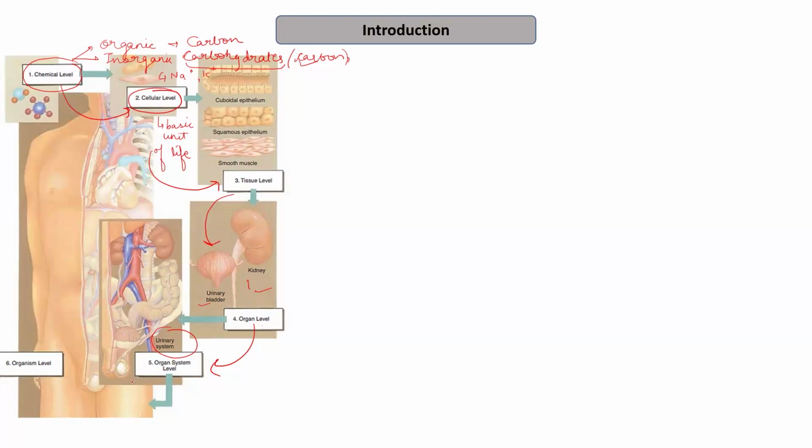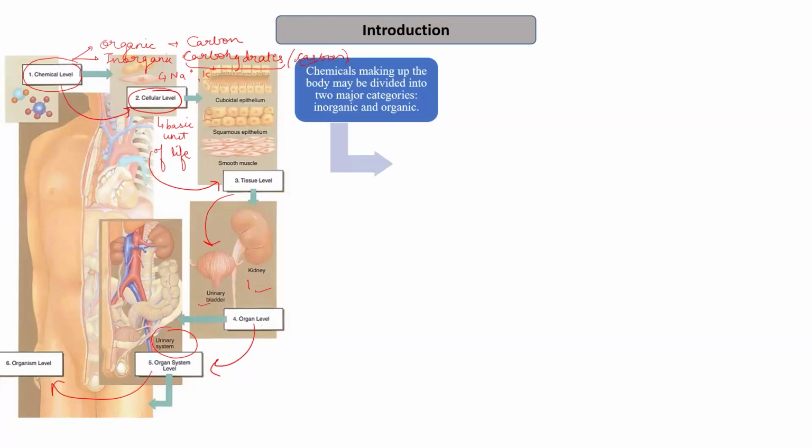Then after this, we have the complete organism. These different organ systems, like for example, the excretory system, reproductive system, urinary system, etc., combine to form a complete organism that consists of various organ systems, forming a complete unit which is known as the organism. So starting with the chemicals which make up the body, they may be divided into two major categories, as I mentioned, inorganic or organic.